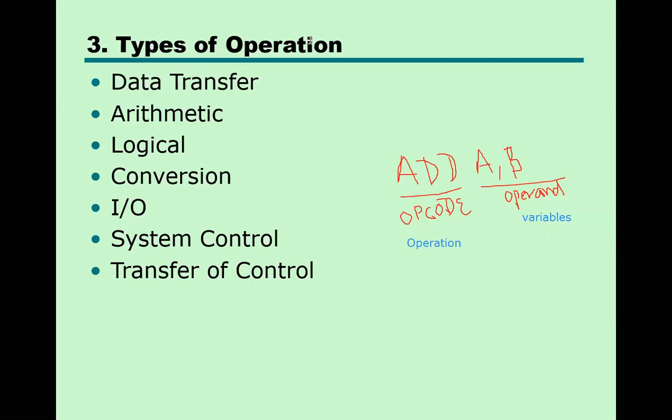So broadly you can categorize your instruction into data transfer, arithmetic, logical. Maximum you have used these two types of instruction. Again, we can use them for conversion. For conversion you might have used some instructions for input output, either to take an input or to display the output, then system control, and transfer of control.